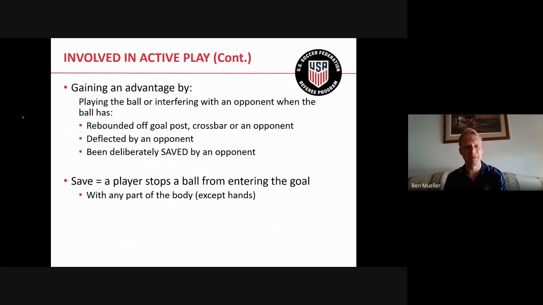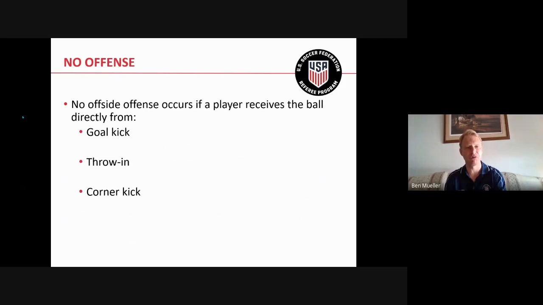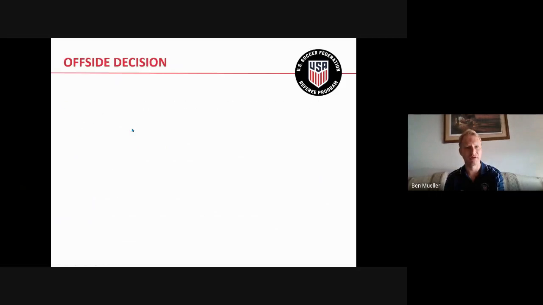Okay? Deliberate save, by the way, is a player stops the ball from entering the goal with any part of the body except the hands. Unless it's the goalkeeper, then of course they can use their hands. You cannot be offside if you receive the ball directly from a goal kick, throw-in, or corner kick. So those are the three restarts in which you cannot be offside directly from: goal kick, throw-in, corner kick.